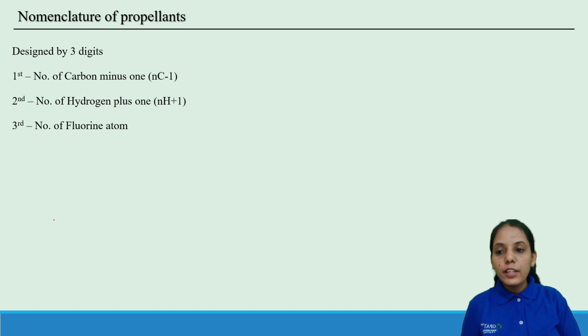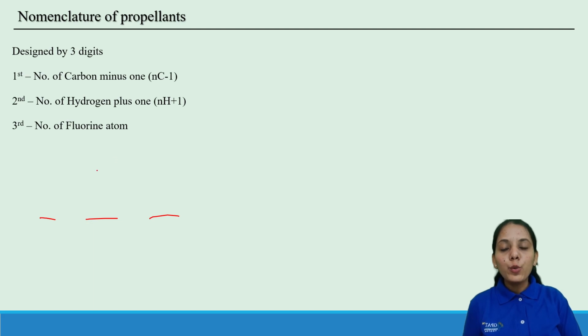So first digit, then second digit, and the third digit. For this, you should know how to evaluate or calculate the molecular formula of the compound. There are a few propellants, and they may ask you a question like what is propellant 011, or something like that, and you will have to identify it. So see, it is designated by 3 digits.